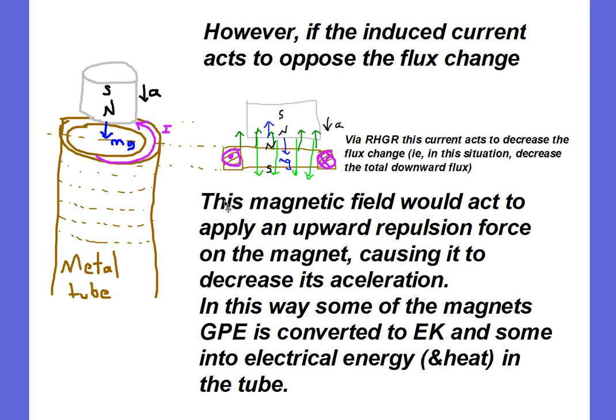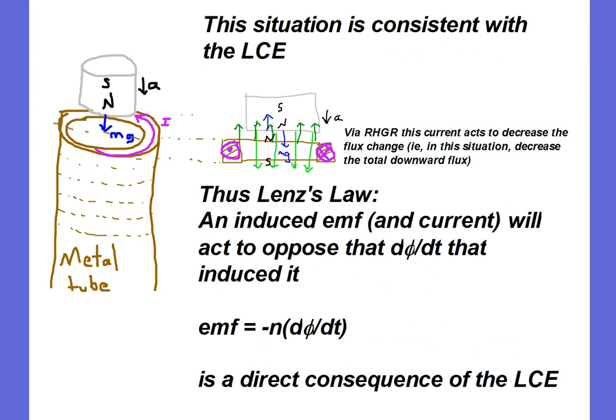because these flux lines pointing up are opposing that increasing flux pointing down. So in this situation, the current produces a north pole at the top and a south pole at the bottom. That north pole at the top will actually repel the north pole of the magnet, so now the magnet has a force going opposite to its weight force. So this magnetic field would act to apply an upward repulsion force on the magnet, causing it to decrease its acceleration. In this way, some of the magnet's gravitational potential energy is being converted to kinetic energy, and some into electrical energy and heat energy inside the tube. And that is clearly consistent with the law of conservation of energy.